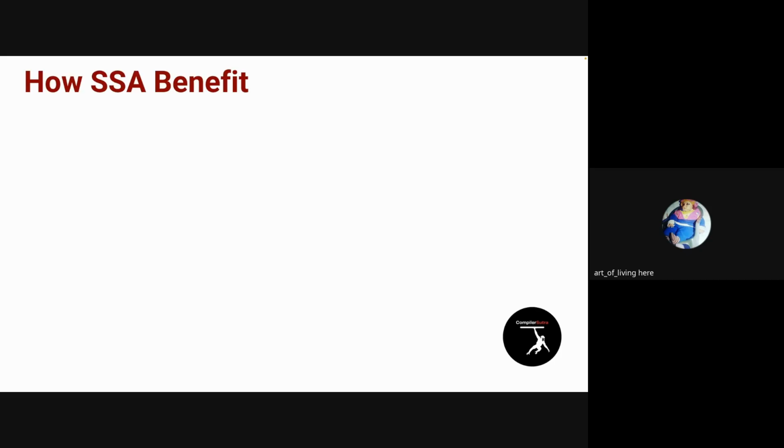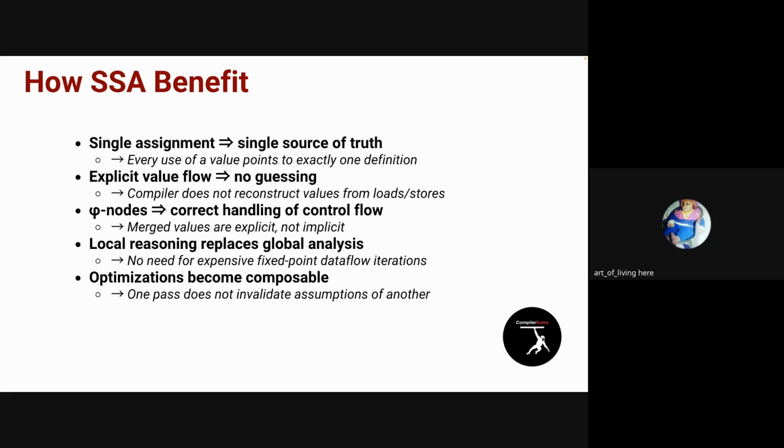So how does SSA benefit? Single assignment means you should have a single assignment for every variable, right? So there will be a single truth for the data, and there will be no guessing of the data. There will be explicit data flow. You won't be guessing data during runtime. You will know exactly what value is coming. So the compiler doesn't construct from load/store; it constructs from the register values. Then a phi node will handle the control flow easily, and merge values.